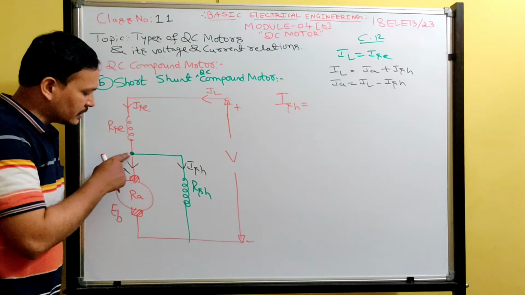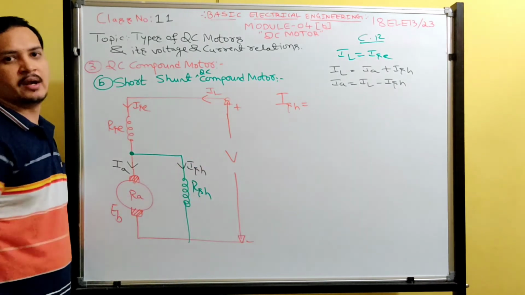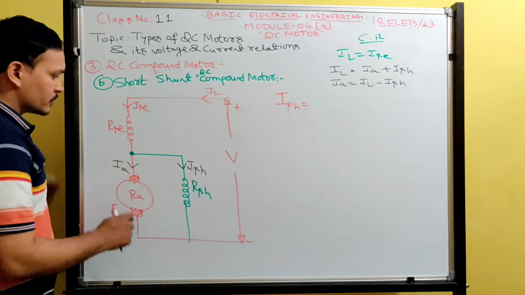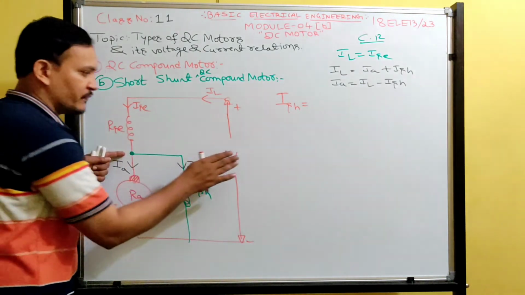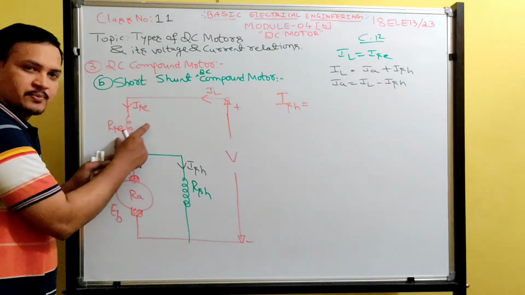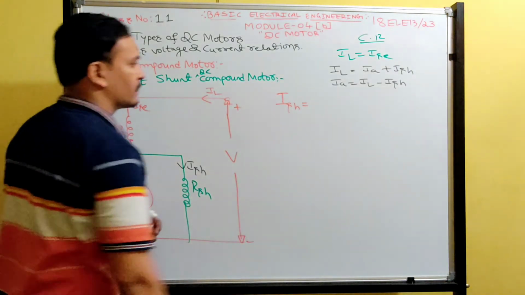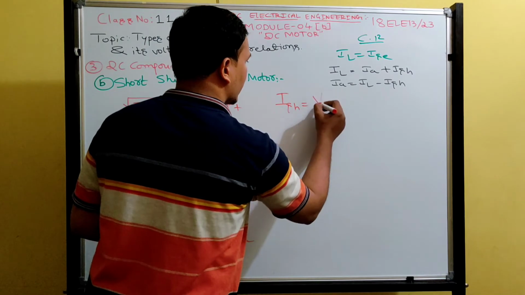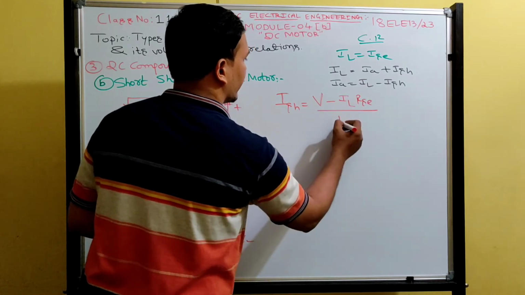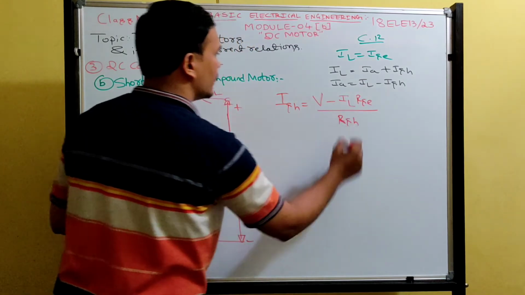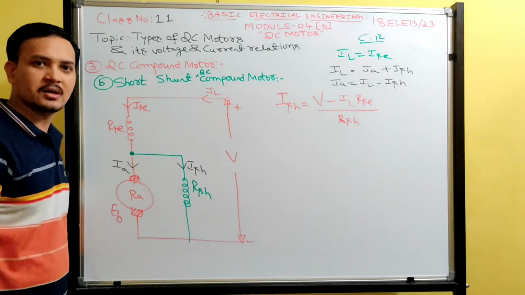You must find the voltage at this point. The voltage at this point divided by this resistance will give the current in the shunt field winding. How do we get the voltage at this point? There will be the supply voltage and here a drop will take place. This voltage minus the drop in the series field winding, the voltage remaining is the voltage at this point. So we can write supply voltage minus IL RSC, divided by RSH. This is the equation for shunt field current in a short shunt compound motor.